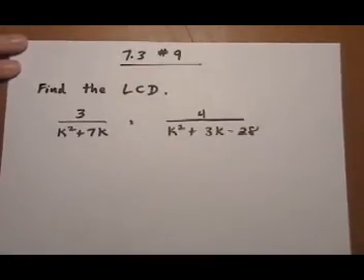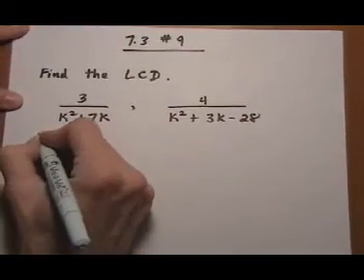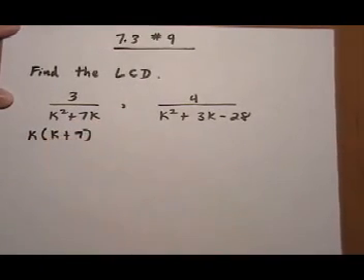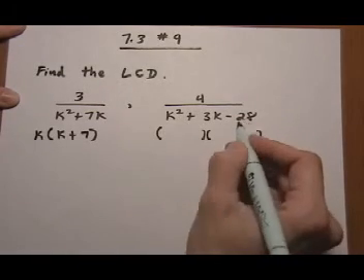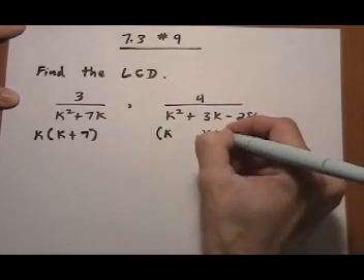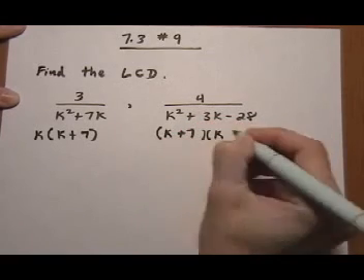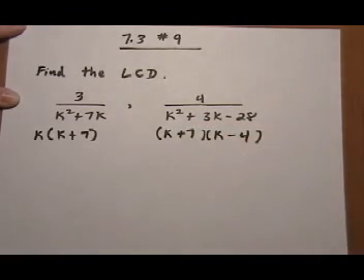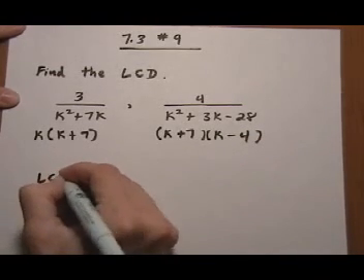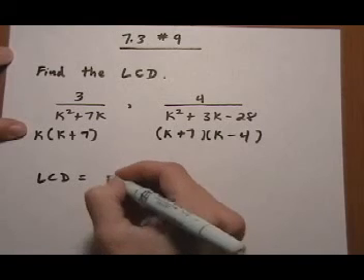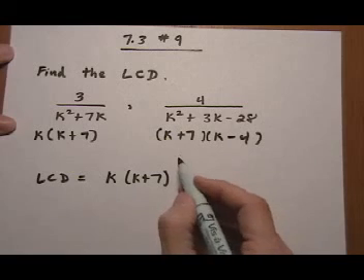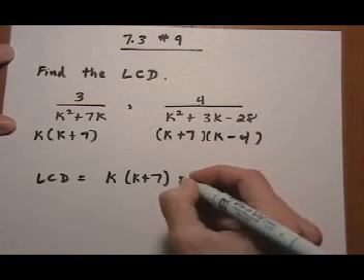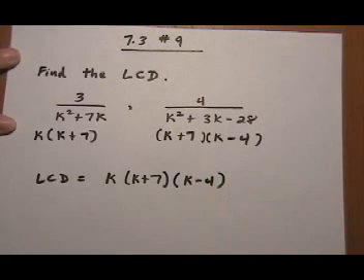And number 9, find the LCD. Same steps. First we factor. k times k plus 7. And this one is a trinomial, so we're going to get a binomial factoring. 4 times 7 will give us 28, so we have k, k. We want the 7 positive, so we get a plus 3 middle term and the 4 negative. And now we build the LCD by taking the entire first denominator, k times k plus 7. And now we're going to multiply in anything that's missing. k plus 7 is already there. k minus 4 is not. So we need to multiply that in, and there we have it.